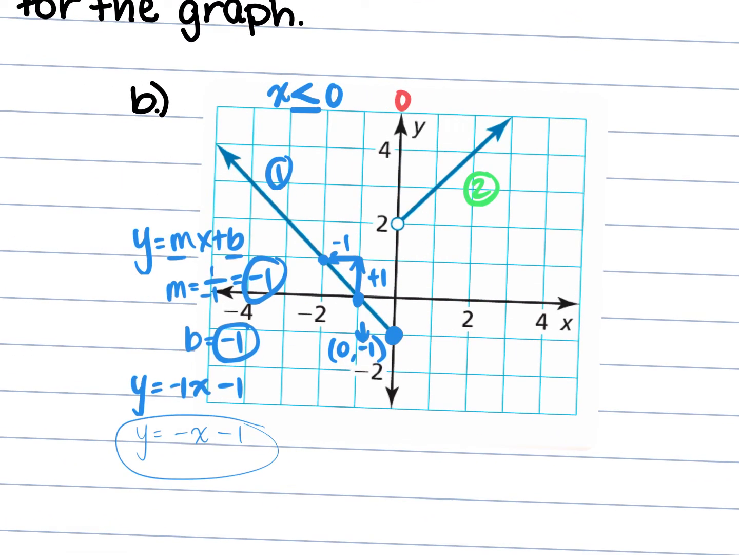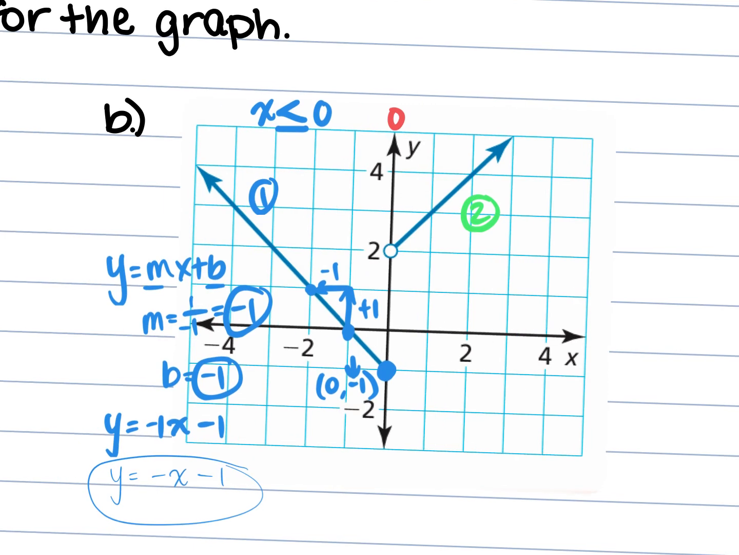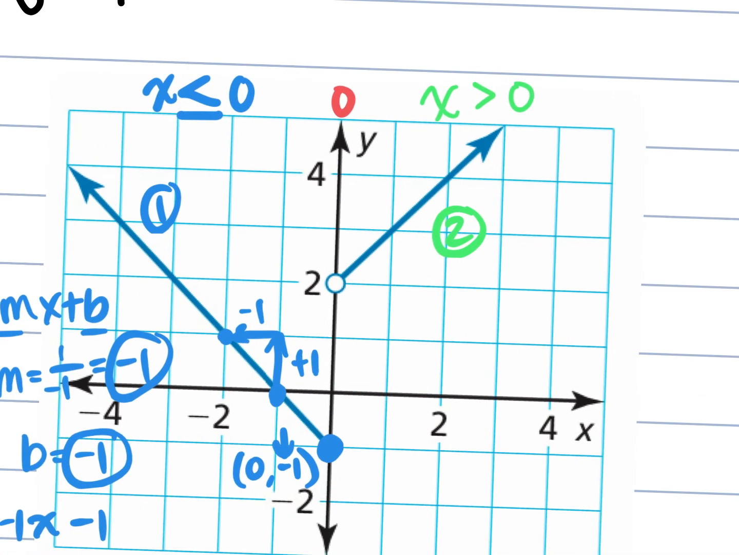Now we have to do the other side, okay? First thing you want to do is figure out, okay, what are the x values where this second piece exists? And those x values are when x is greater than 0. We do not include 0 over here because it's an open circle at the change, okay? So it's starting at 0, but we're not including 0, so we're going to leave it as just a greater than symbol. And then now we have to write the equation. So we're going to write y equals mx plus b.